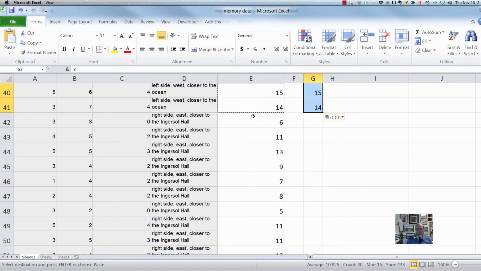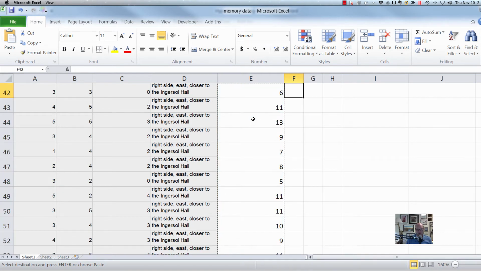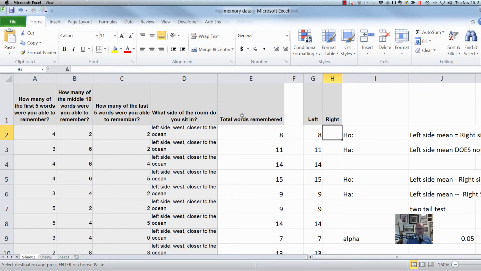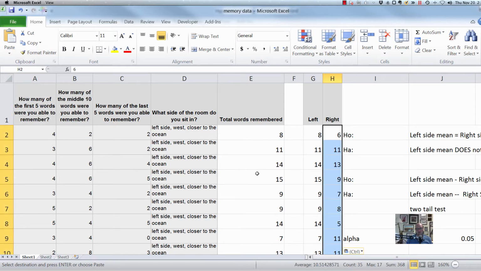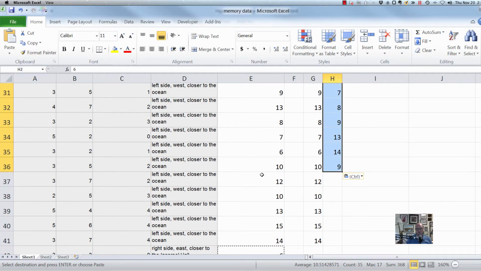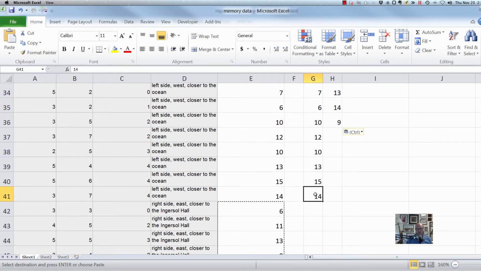Okay. And now for the right side, Control Shift down, Control C, go over a couple, come back up. I'm going to have to do the same thing, paste values. All right, let me make sure I got that right. Yeah, that looks right. Now, one thing to notice, there are actually a handful more people on the left side than there were on the right side.